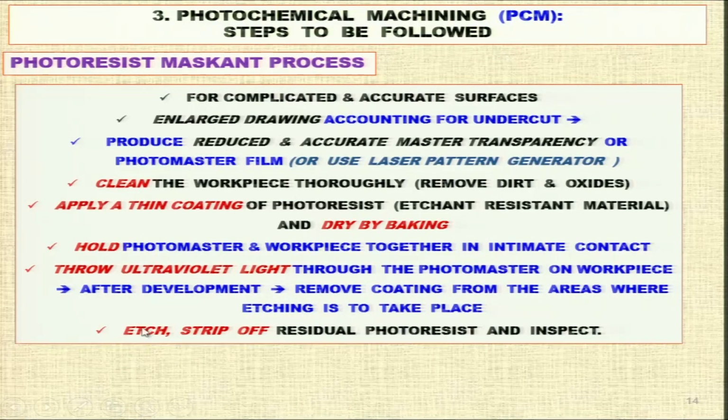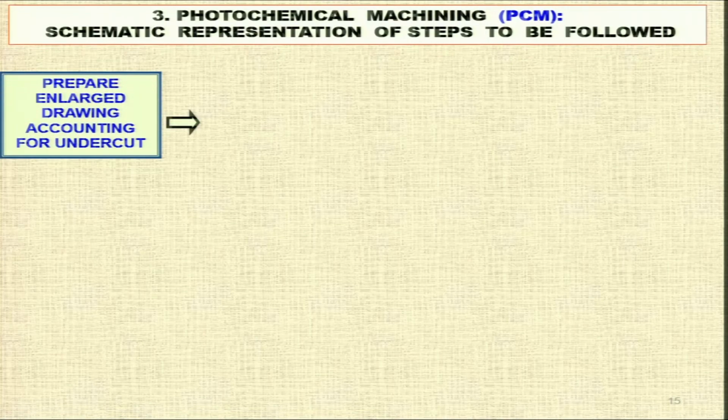First do the etching for the required time depending upon the depth of penetration, and then strip off whatever photoresist is left over there, just like we remove the maskant for cleaning. So you remove the residual photoresist, or whatever photoresist is left over there, and then clean it and inspect it. Photochemical machining, a schematic representation of steps to be followed. Most of them I have already shown to you in the earlier slide.